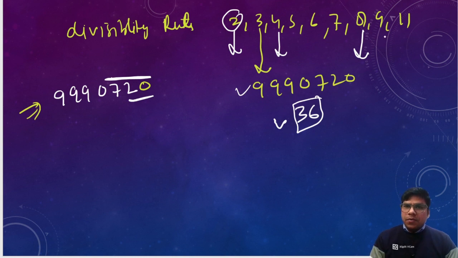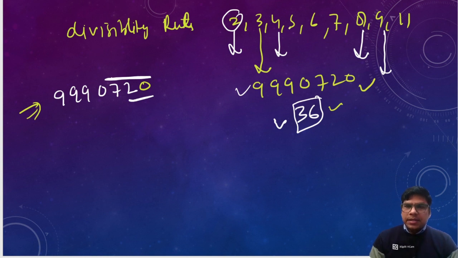Okay. Now what is the divisibility rule of 9? Again, the divisibility rule of 3 and 9 is the same. The sum of digits must be divisible by 9. So is this number divisible by 9? Yes, of course. The sum of digits of this number is 36, and 36 is exactly divisible by 9. So this number is also exactly divisible by 9.